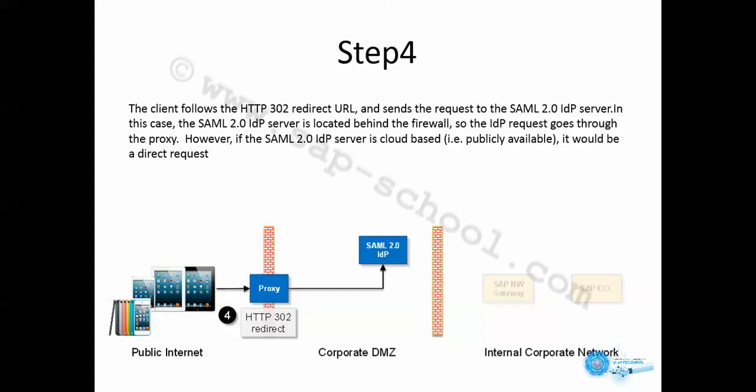Now, if the identity provider server determines the user credentials to be valid, it responds with another HTTP 302 to redirect the client back to the gateway server. However, this response now carries a SAML artifact with it. So my SAML identity provider is sending back again a redirect plus the SAML artifact to my client. Now, the client follows the HTTP 302 redirect URL and passes the SAML artifact back to the gateway server.